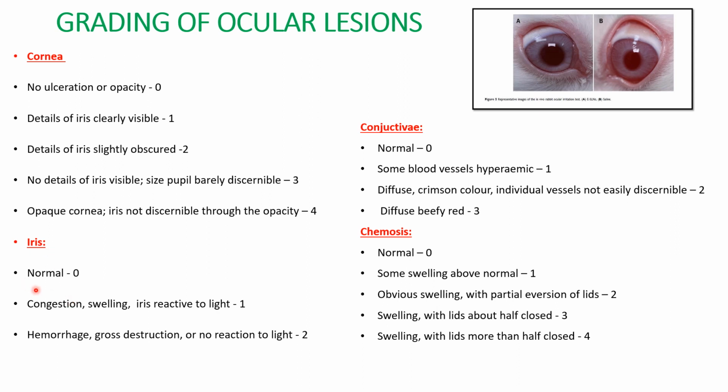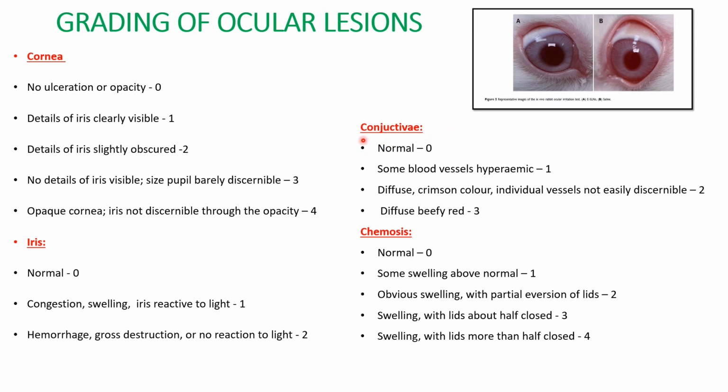Then for the iris, if the iris is normal, we'll give the grading as 0. If there is congestion, swelling, or the iris is reactive to the light, then we will give 1. If there is hemorrhage, gross destruction, or no reaction to the light, then we will give grading 2.